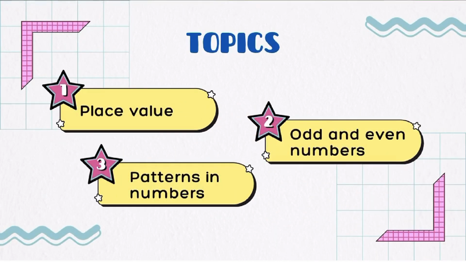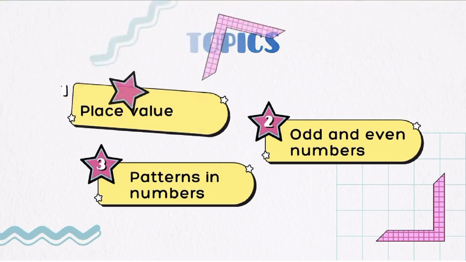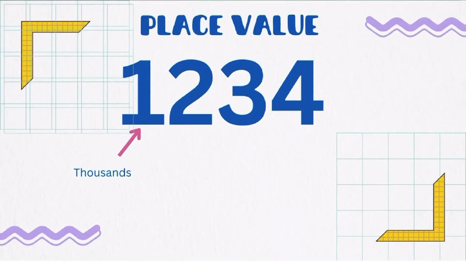I have divided these outcomes into 3 subtopics. These are place value, odd and even numbers, and patterns in numbers. We will begin the lesson by looking at place value. This is how numbers have their own respective places within a number. It's important to know the 4 different places within 1,000.